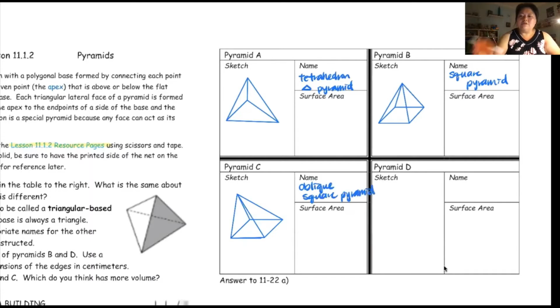The last one is hard. This one has a hexagon on the bottom, so it's a hexagonal pyramid. So we're going to try our best, right? So I think the easiest way is to, again, draw your hexagon a little bit flat. So here's my hexagon.